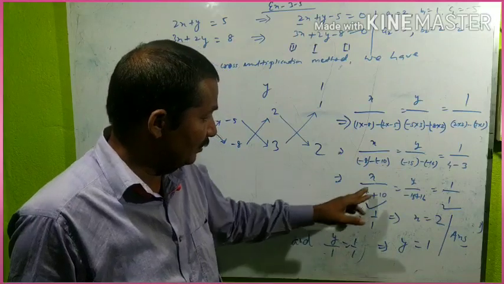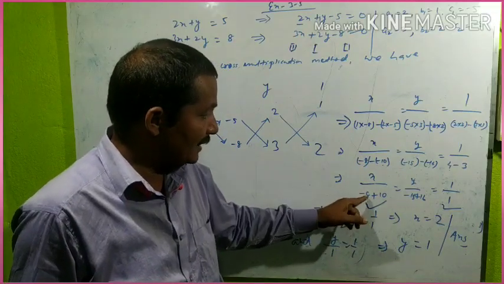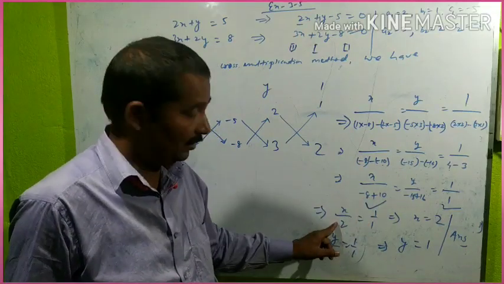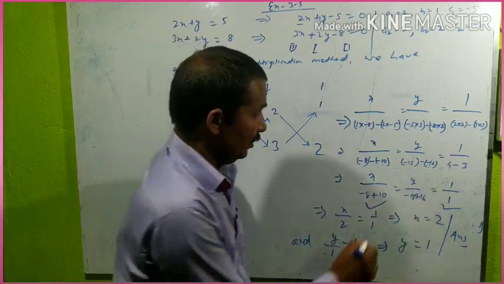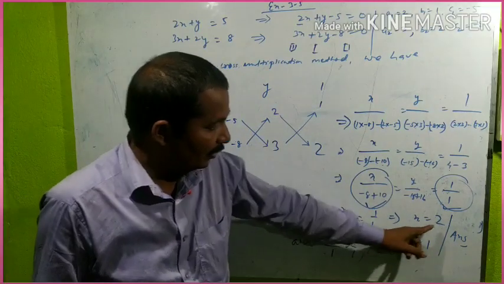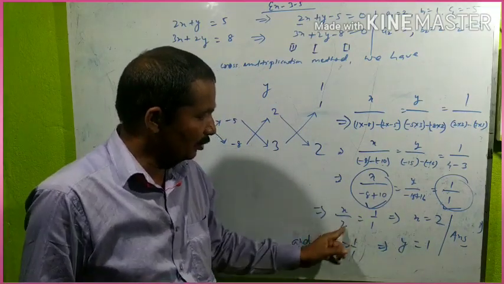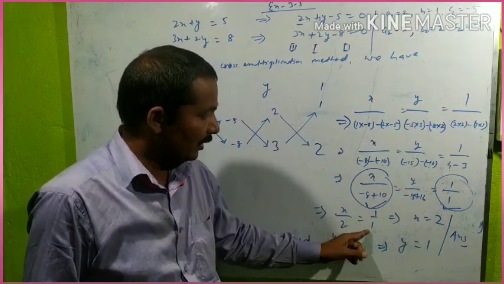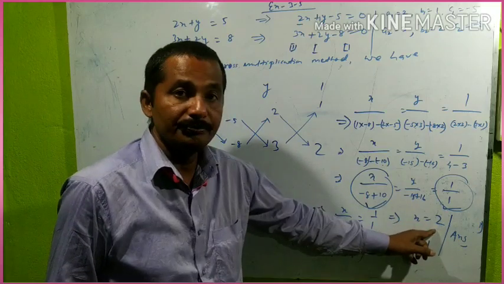I have equalized here. X by 2 means minus 8 plus 10. 2 will be here. X by 2 is equal to this one, means this one is equal to this one you will do. Then you will find the value of x. I have done cross multiplication here. 2 1 are 2 and x 1 are x. The x is equal to 2.